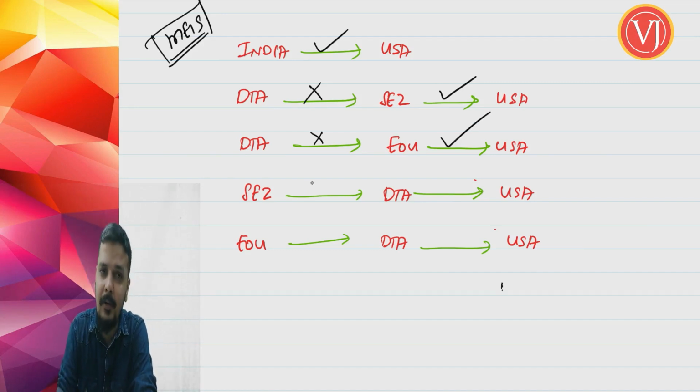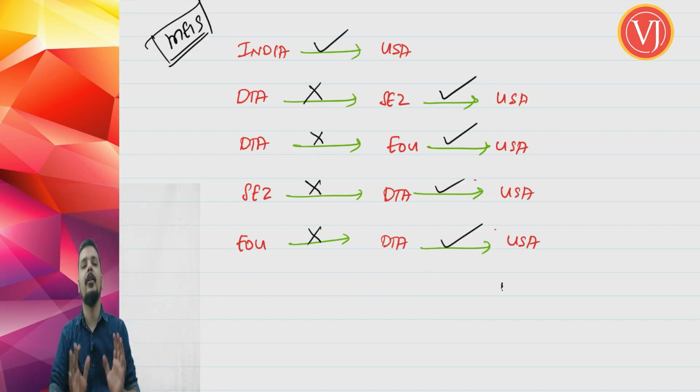Special economic zone to domestic tariff area, not included. But domestic tariff area to USA, included. EOU to domestic tariff area, not included within India. DTA to USA, included. Friends, if you look at the summary, a very simple summary, it should go outside India. The goods should be going physically outside India.